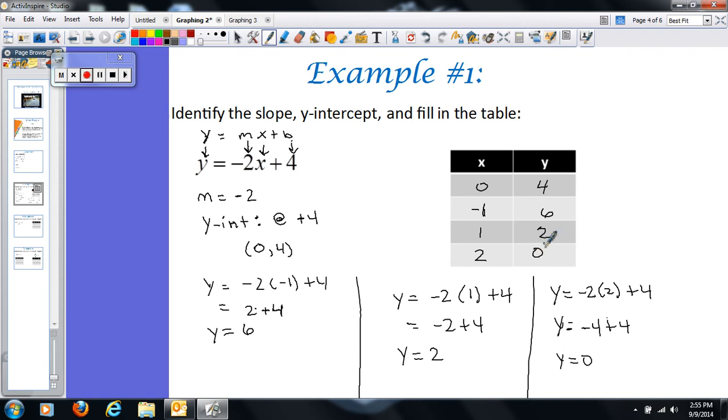Okay, so for these problems, you're going to find the slope, which we know it's going to be m. You're going to find the y-intercept, which in this case was b, and it's 4. And then you're going to pick x values, and you're going to find the corresponding y value to fill in the table. Okay?